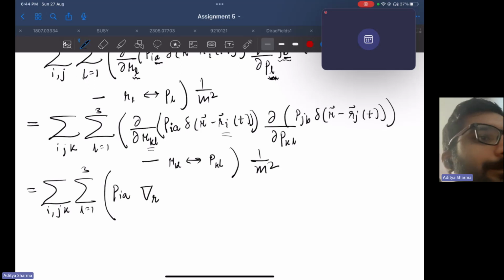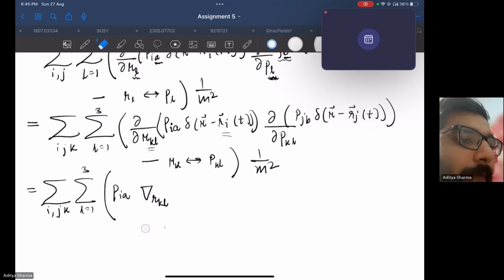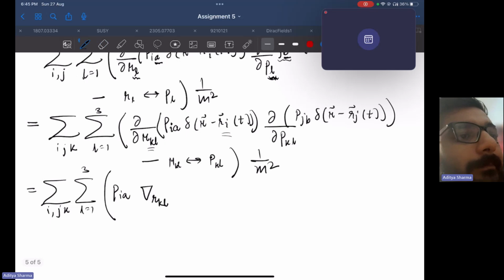gradient of R, and we do not denote which particle it is, right? So this is for the kth particle, in the Lth derivative. Say L is 3, and this is like d/dz. But this is for the kth particle. And now the Dirac delta of R vector minus R_i vector of t.